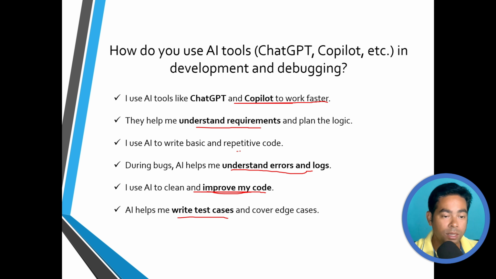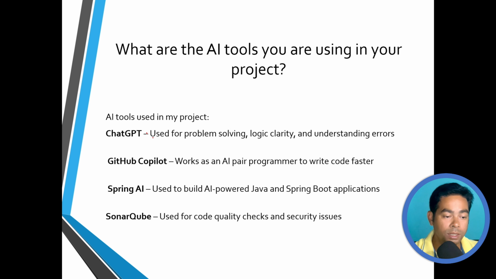So you can say how you are using them and what AI tools you are using. You can say these are the AI tools I am using: ChatGPT, GitHub Copilot, Spring AI, SonarQube. Spring AI is used in your Spring Boot applications to make them faster, and you can code very fast. GitHub Copilot helps you to write JUnit tests and to understand the code. So you can say these are the AI tools I am using in my applications or code.